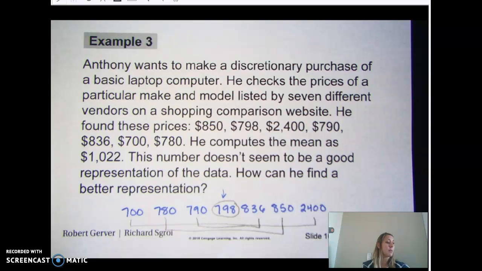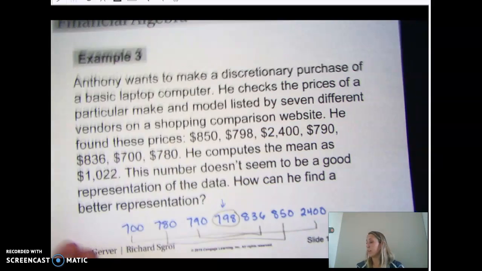All right, so now what I'm going to ask you to do, I will have a question posted on Google Classroom. Just let me find it. I have the question right here. I'm going to have you find your own set of data, of a discretionary data, and I would like you to represent it the same way.